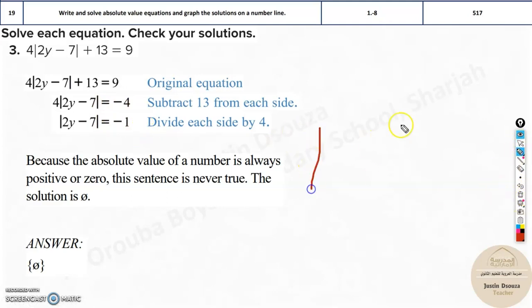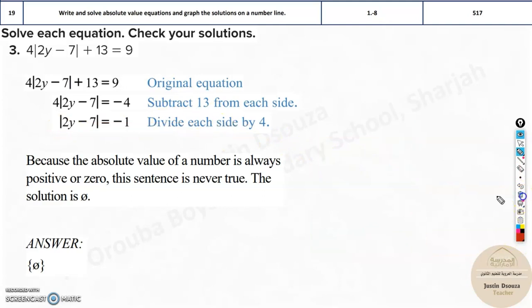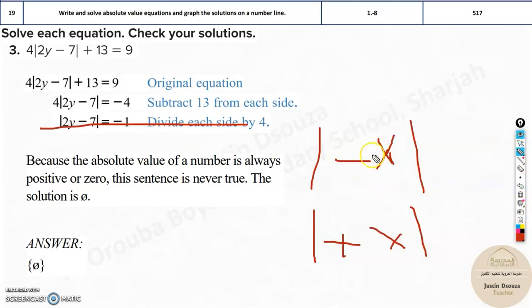Absolutely wrong, because whatever is inside this, negative or positive, the result must be positive. This is very wrong. Why is it very wrong? Because I have just showed over here, whether it is minus or plus, the answer will only be positive.